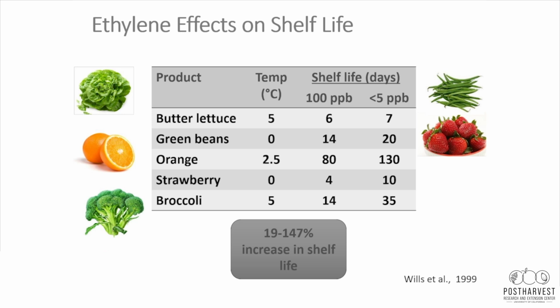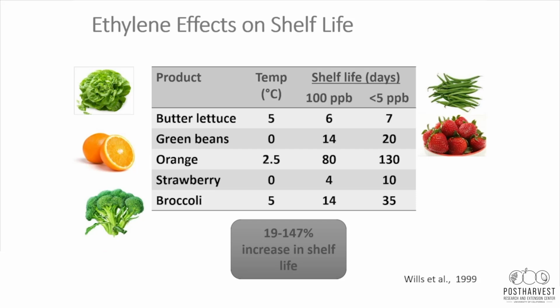They tested 5 different types of products: butter lettuce, green beans, orange, strawberry, and broccoli. And they used different temperatures: 5 degrees for lettuce and broccoli, 0 for green beans and strawberry, and 2.5 degrees for orange. And they had cold rooms with 2 different amounts of ethylene, 100 parts per billion and less than 5 parts per billion, which is tiny. It's very, very hard to detect less than 5 parts per billion.